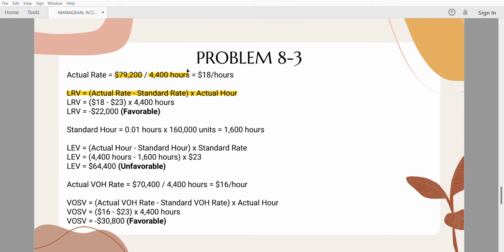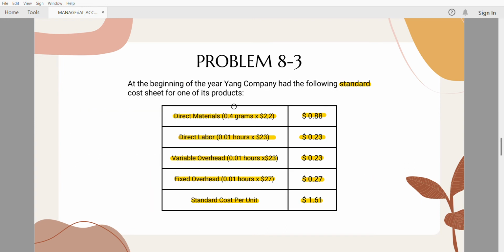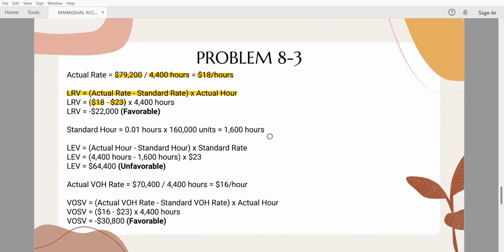79,200 divided by 4,400 hours, and we get $18 per hour. So $18 per hour minus $23, which is stated here in the data, $23 for the direct labor. Okay, continue, times it with the actual hours, which is 4,400 hours, and we get minus 22,000, and it's favorable since it's minus.